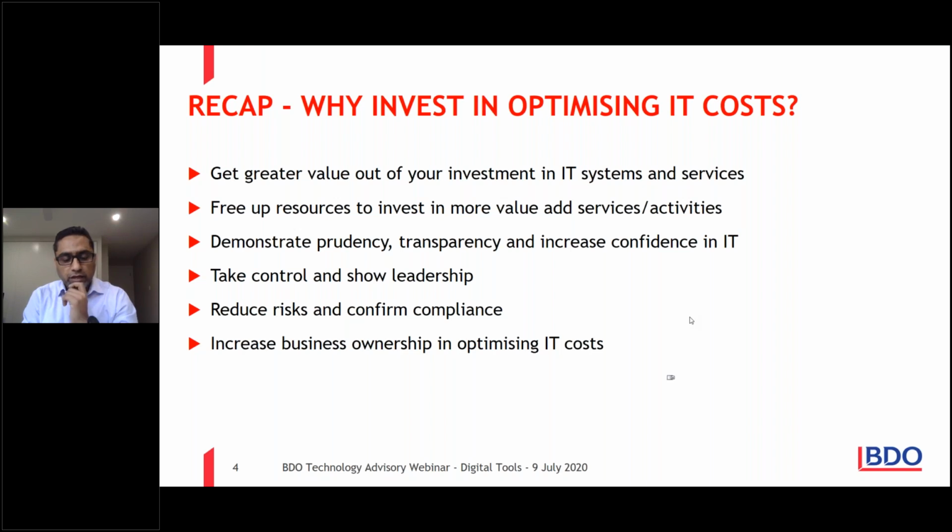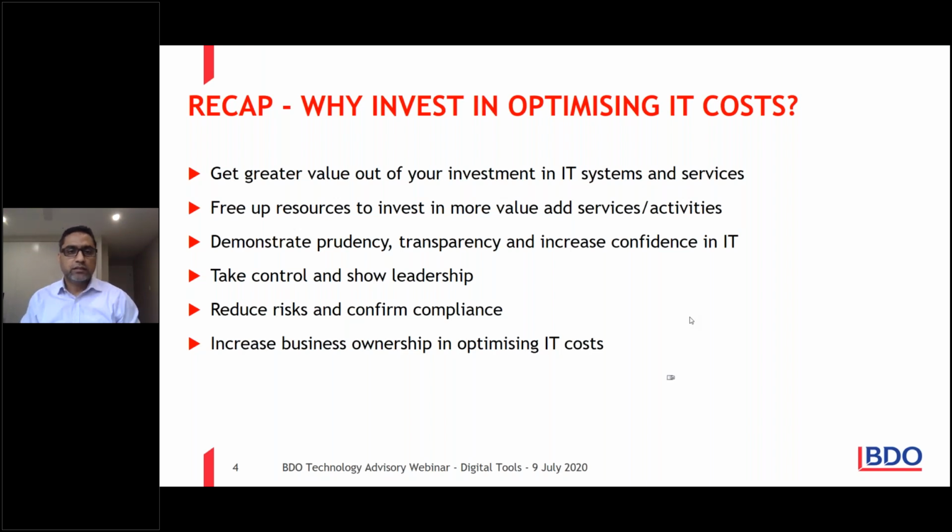And the learnings that we have working with our clients in these areas has been, IT cost optimization, the first thing is it gives you more value out of your IT investment. So we are not saying that the IT investment will go down or the cost is going to go down. It's around cost and value put together. So you might have the same cost, but the value that you deliver from your investment in IT and systems and services will go up.